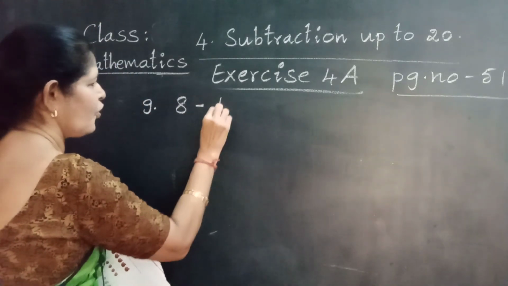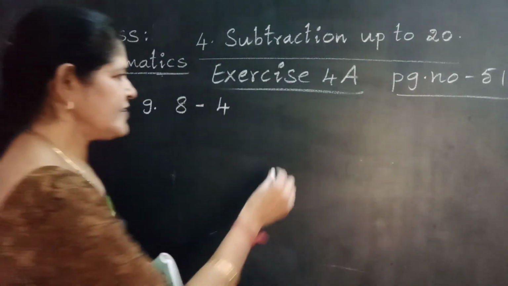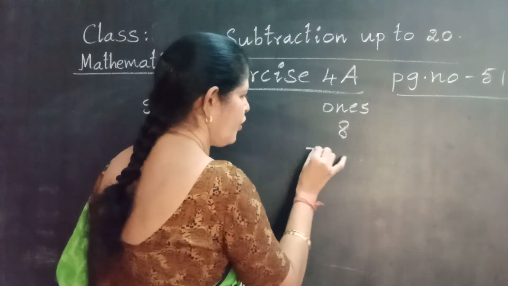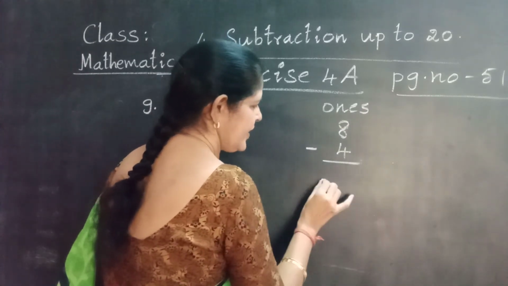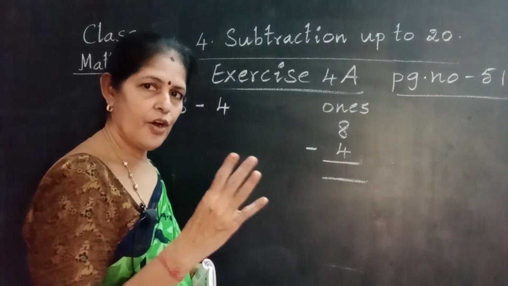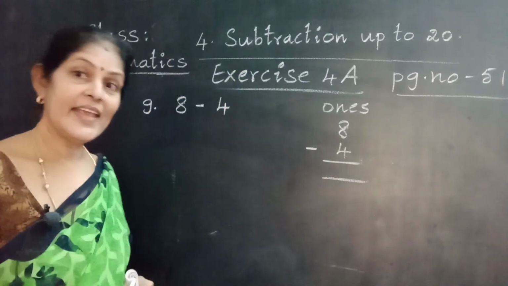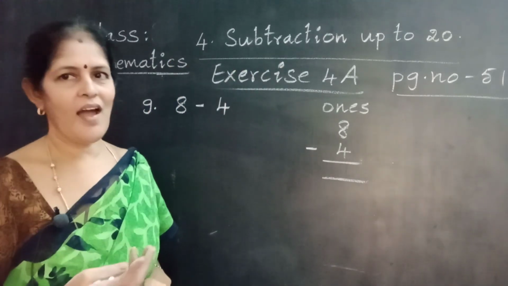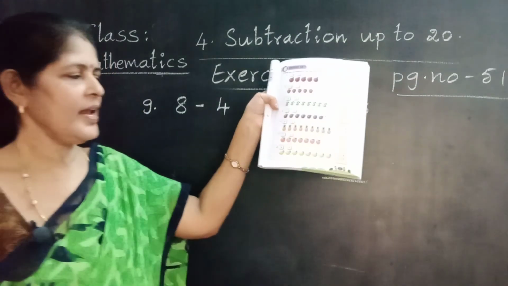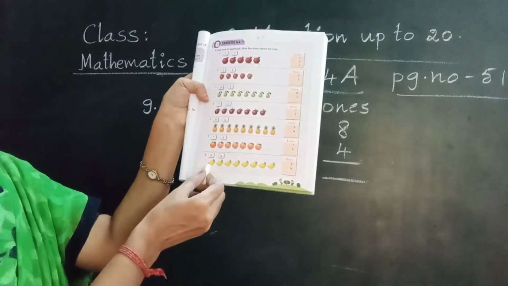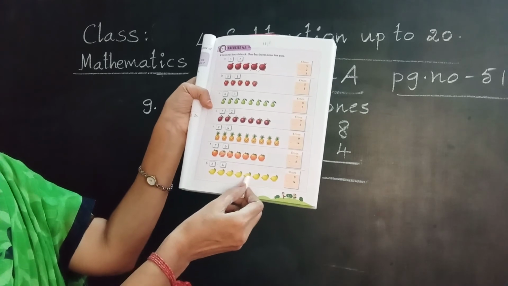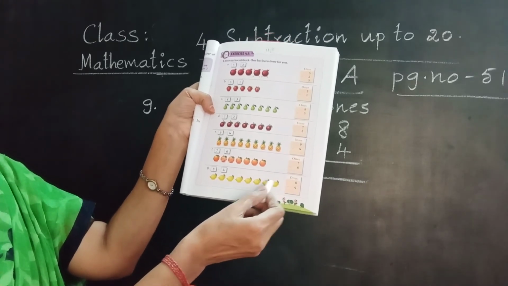8 minus 4. Given subtraction is 8 minus 4. 8 is big, 4 is small. This is read as 8 minus 4. We subtract 4 from 8. Now count the lemons. 1, 2, 3, 4, 5, 6, 7, 8.